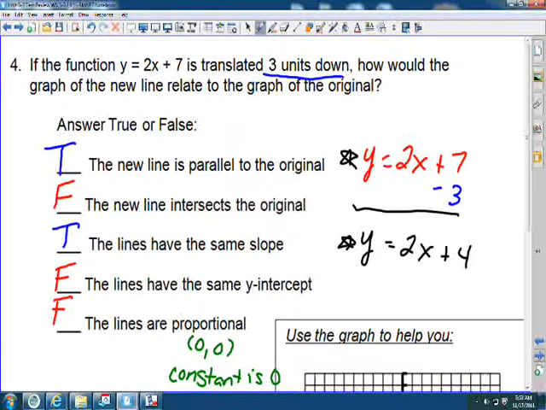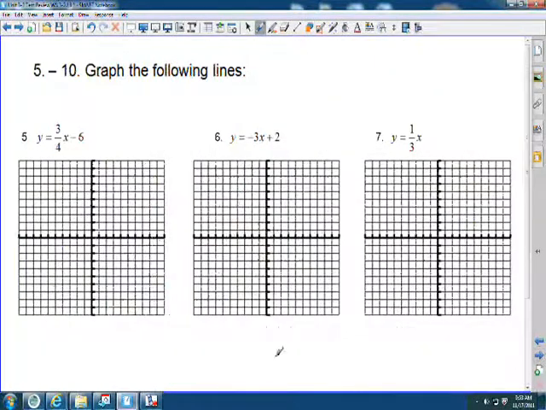The next one, these are the graphing ones. The first thing you're going to do is graph your y-intercept. 1, 2, 3, 4, 5, 6, and put a dot. Then you're going to do the slope. The slope in this first one is 3 over 4. It's positive. It tells me to go up 3 and to the right 4.